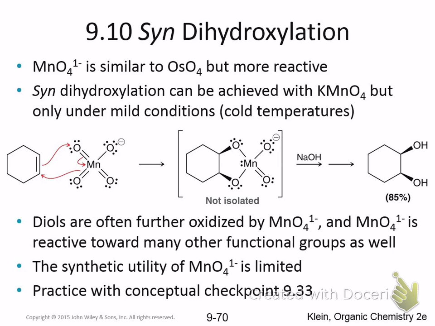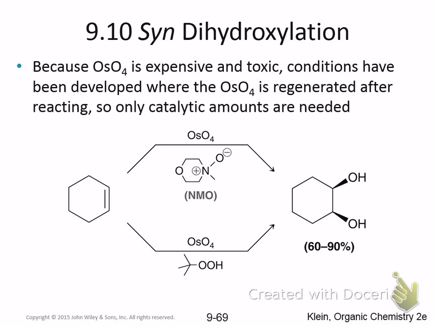Because osmium is expensive, somebody came up with this grand idea to use a catalyst with it. NMO, let's see, what does that stand for? N-methylmorpholine N-oxide, I don't remember exactly. Yeah, that's fine. But this is the co-catalyst for the osmium tetroxide. So after this reaction takes place, the NMO regenerates the osmium tetroxide and is relatively inexpensive. But it doesn't have that tendency that permanganate has to cut the bond in half.